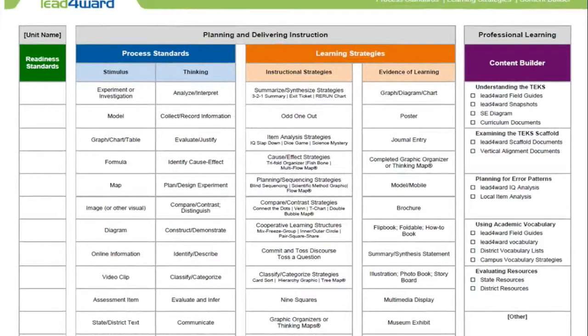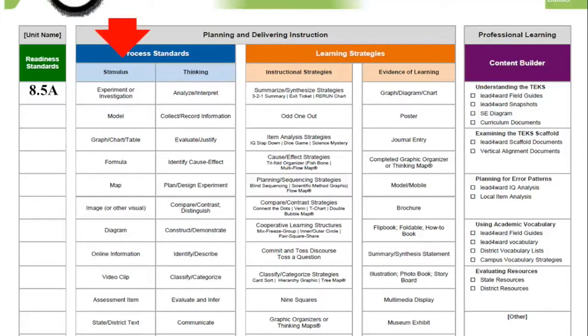Using the PLC for the Science PLC page as a tool for creating lessons, classroom instruction will move to a higher level of understanding as well as offer opportunities for students to transfer information. Now that the Readiness Standard 8.5a has been targeted and the content of the standard has been developed, time will be spent on the instructional process. Take time now to discuss what stimulus could be used to address 8.5a.